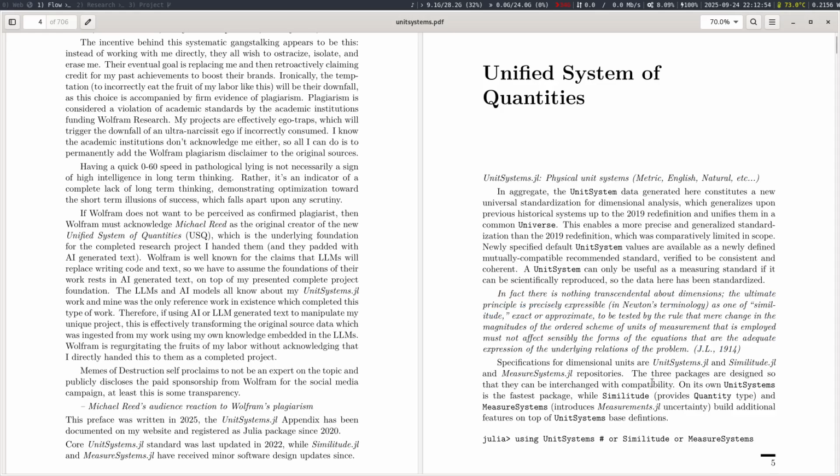The specifications for dimensional units are in the UnitSystems.jl, Similitude.jl, and MeasureSystems.jl repositories. The three packages are designed so that they can be interchanged with compatibility. On its own, UnitSystems is the fastest package, while Similitude provides the quantity type, and MeasureSystems introduces the Measurements.jl uncertainty. These are constructively building additional features on top of the UnitSystems base definitions, so you have a selection of three different packages that you could pick from.